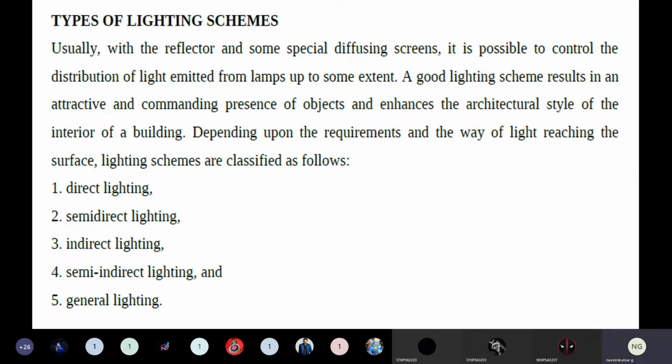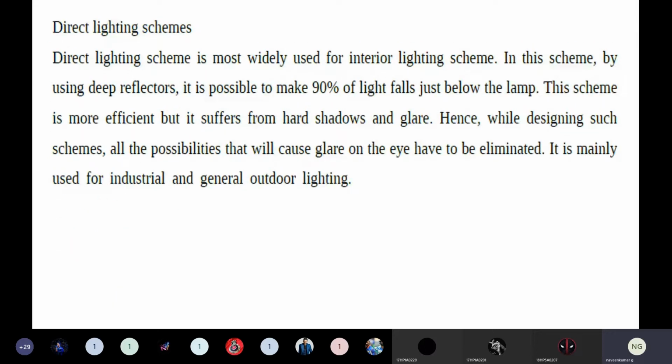First, number one, direct lighting scheme. Number two, semi-direct lighting scheme. Number three, indirect lighting scheme. Number four, semi-indirect lighting scheme. And number five, general lighting scheme. So let's talk about these 5 different kinds of lighting schemes available for us. So let us start with the direct lighting scheme.